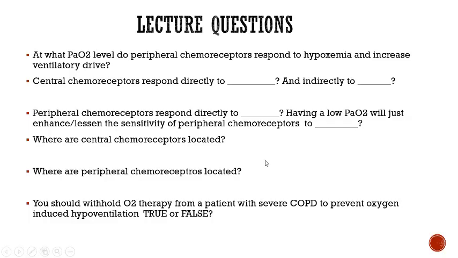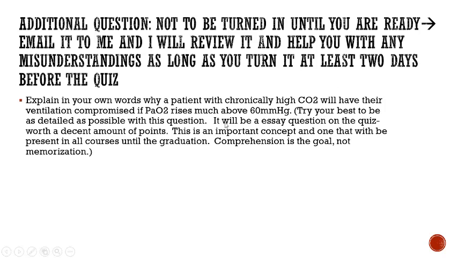These are your questions. Real quick point here, I have this at the end. Explain in your own words why a patient with chronically high CO2 will have their ventilation compromised if their PaO2 rises much above 60. Try to be as detailed as possible with this question. It will be an essay question on your quiz worth a decent amount of points. So if you email me your answer to this question at least 2 days before the quiz, I will give you feedback on whether or not you are actually understanding this. My recommendation is that you do this.